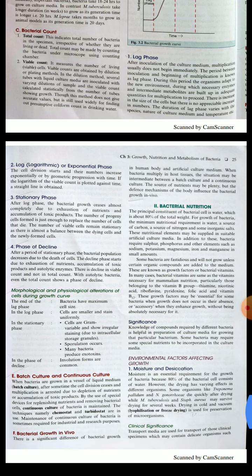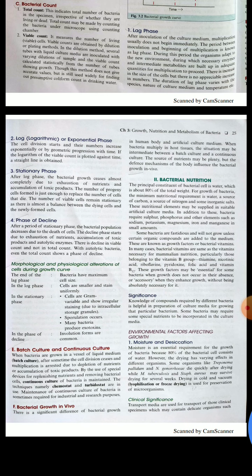Next we have log phase, which is also known as exponential phase. The cell division starts and their number increases exponentially or by geometric progression with time. If logarithm of a viable cell is plotted against time, a straight line is obtained.